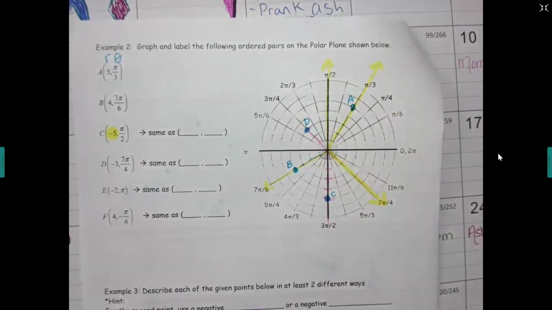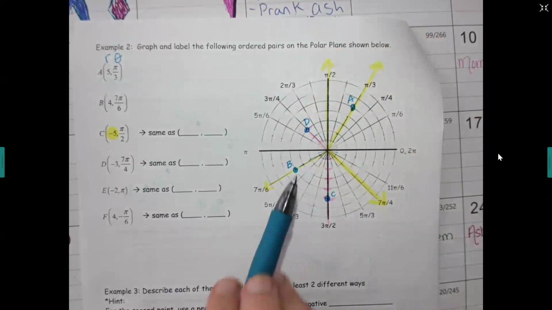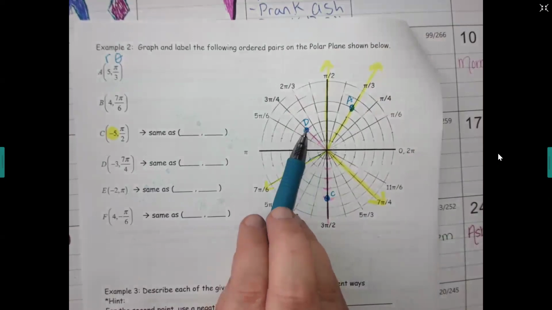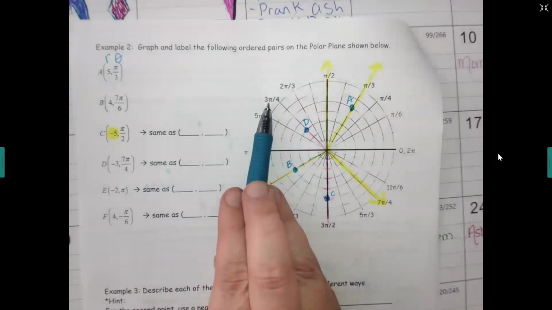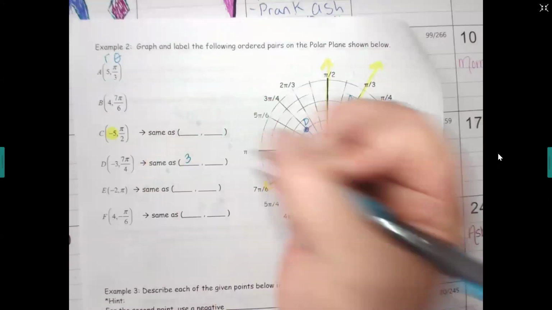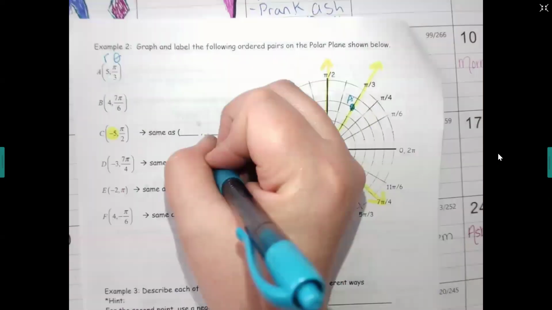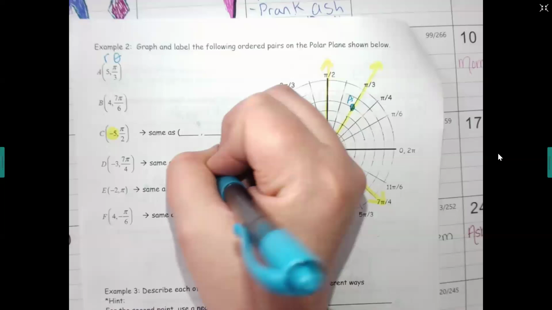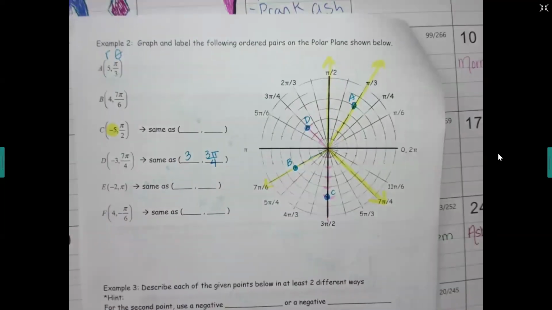Now it says, what point is that the same as? Well, then I would want to think about it. If I want to end up here, I'm on the 3rd ring if I'm counting towards 3 pi-4. Oh, wait, that's this one, sorry. I'm on the 3rd ring if I count towards 3 pi-4. Yeah, this one's gonna be weird.